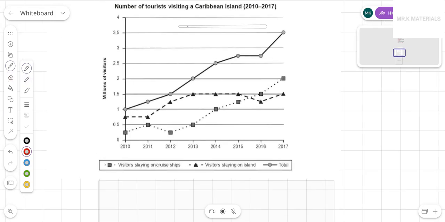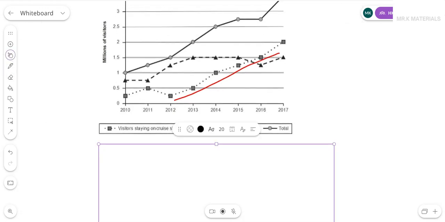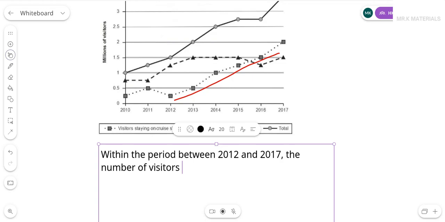We're gonna pick one key feature. Let's talk about maybe this: the number of visitors staying on cruise ships. Okay, this happened within the period between 2012 and 2017. The number of visitors staying on cruise ships increased steadily. And for sure, I can just say from X to Y, and that's it.